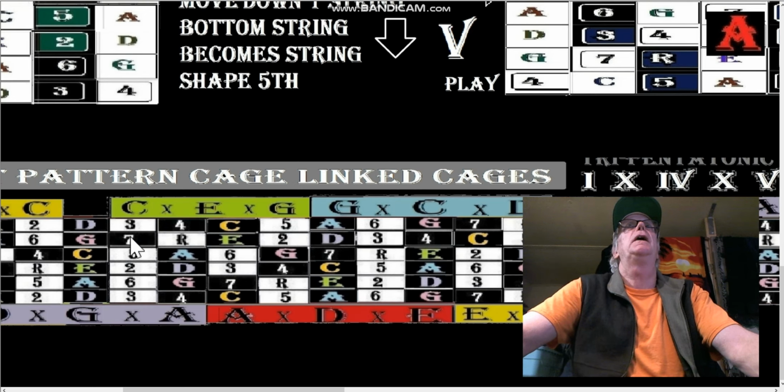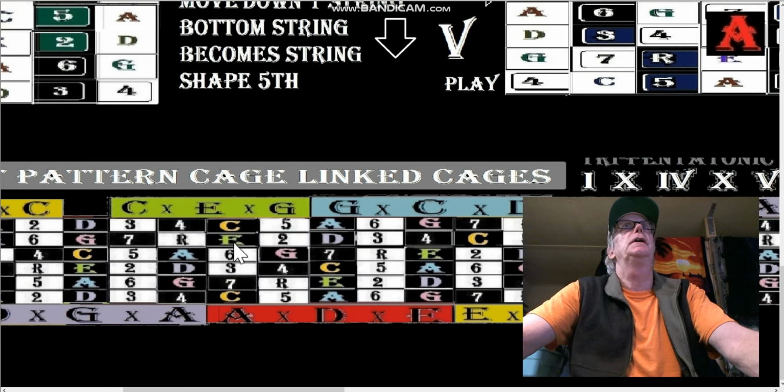For the fifth of C, we move the pattern down. What's above C? The bottom string becomes the G. Okay, we move the pattern down. Now keep in mind that it's going to change the shape from a C to a G there, and when we move it up, it's going to change that shape from a C shape to an E shape. So we'd be over here in the E box.